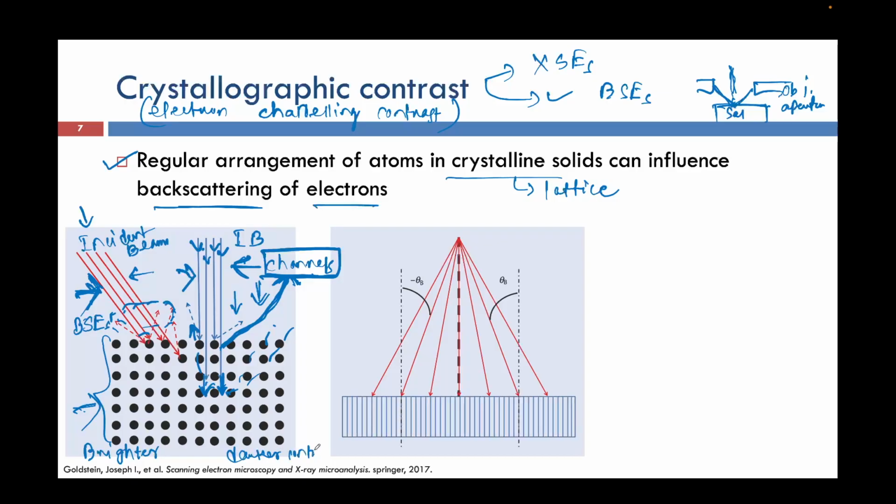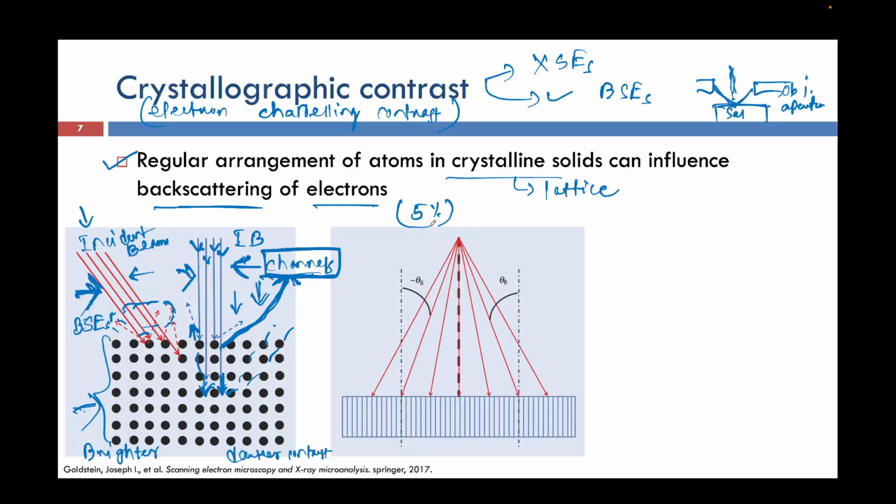Since the contrast arises due to the channels, that contrast is called electron channeling contrast. If I want to quantify the contrast between the brightest region and the darkest region, it will be around a 5% difference, so it is a very small contrast. Then you can ask why.